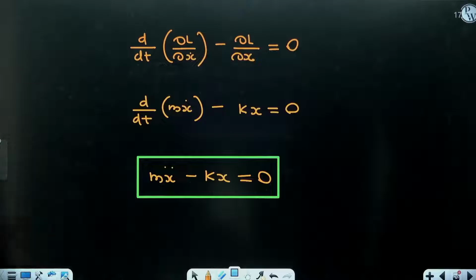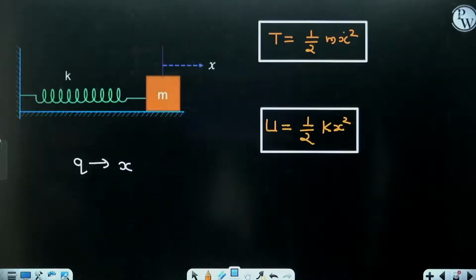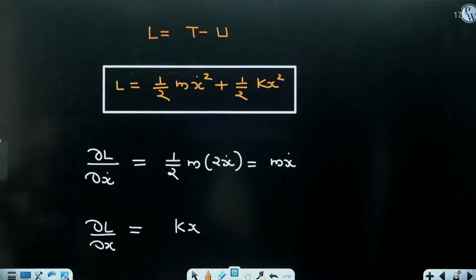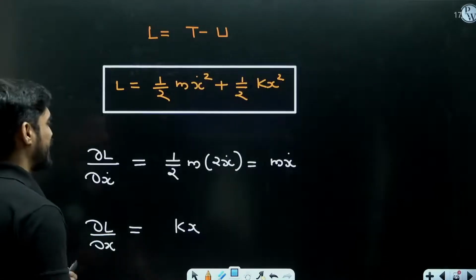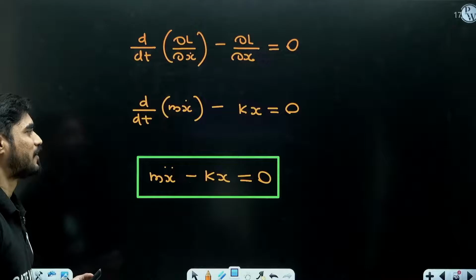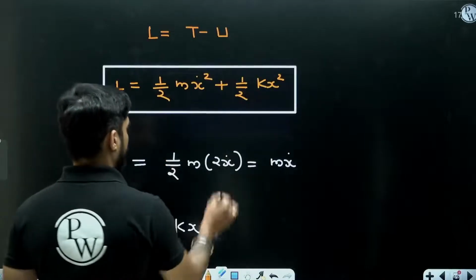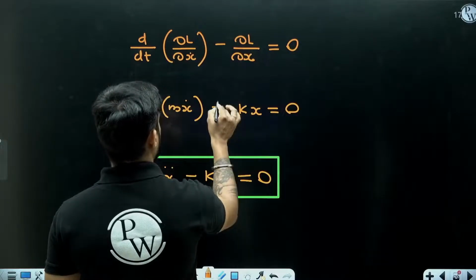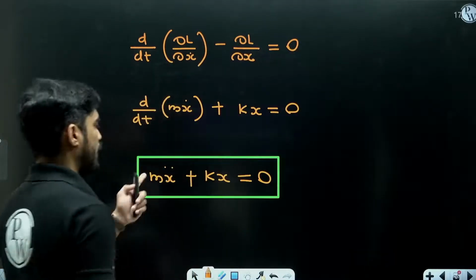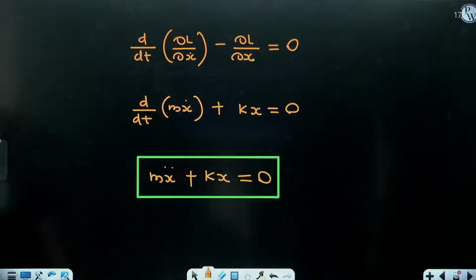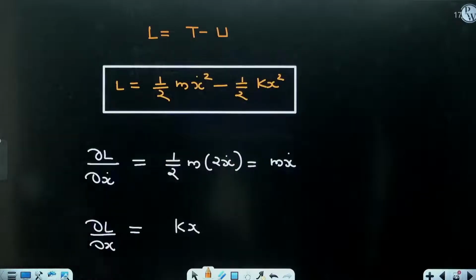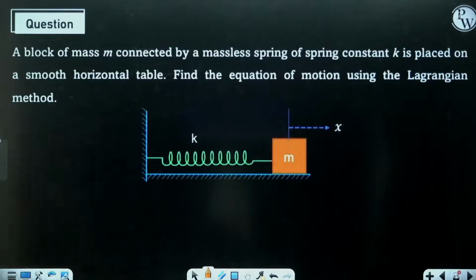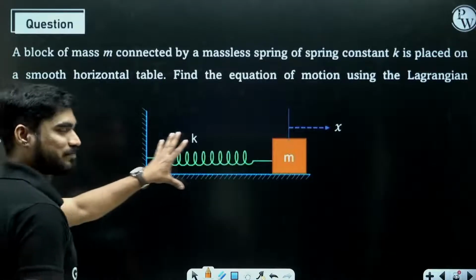Okay, and you will surely derive this equation in vibration also. Once I made a mistake: this will be negative, this will become positive. You will derive this equation in vibration using Newtonian mechanics. So this is the equation of motion of a spring mass system.